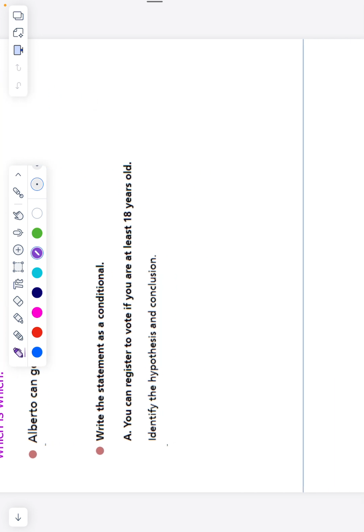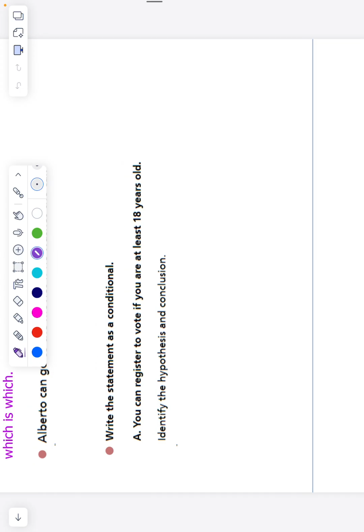Here's one we all understand. You can register to vote if you're at least 18 years old. So hypothesis, you got to be 18. That's the condition that must be met. If that is met, then you can vote. Okay, in math, we've had these.